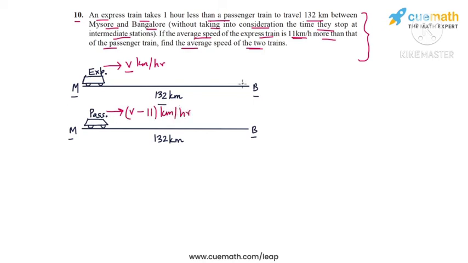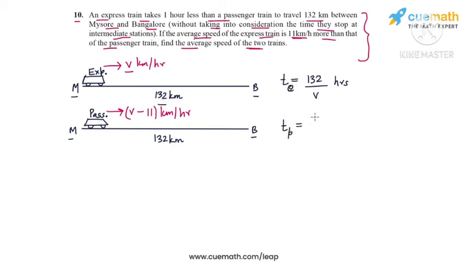Now this means that the express train will take a total time of 132 kilometers divided by the average speed, which is v, so these many hours. This is the time of the express train, and let's write the time of the passenger train.